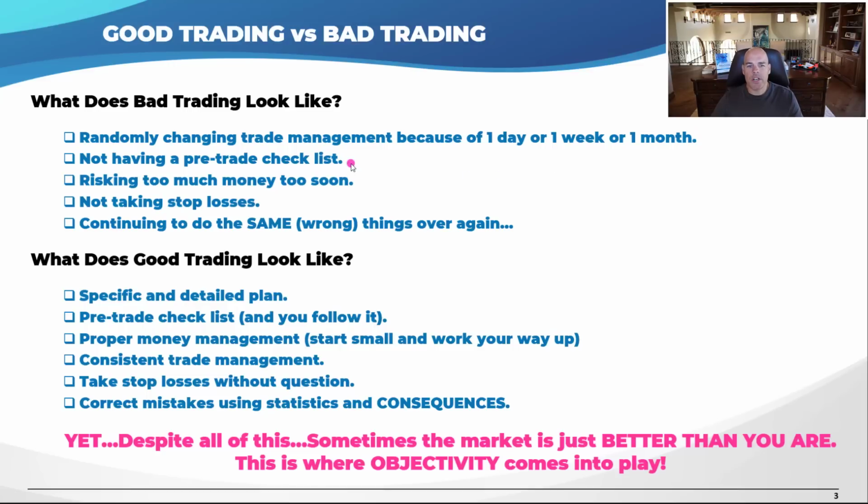Not having a pre-trade checklist. Why is that important? Because your plan says this is what you're supposed to be trading. And then you go off and trade something else because you don't have a piece of paper in front of you holding you accountable to it, right? You're just like, well, it kind of looks like what I want to trade. Well, is it or isn't it? I don't want a kind of maybe looks like what you want to trade. I want to know, is it or isn't it?